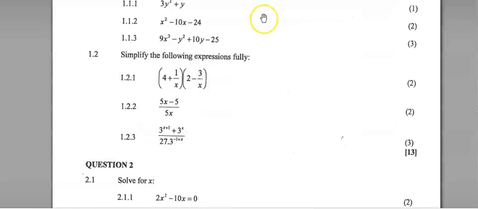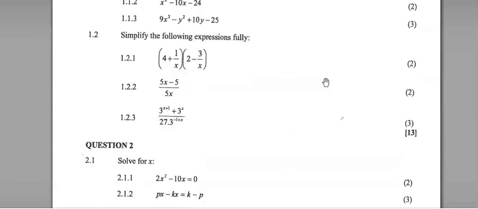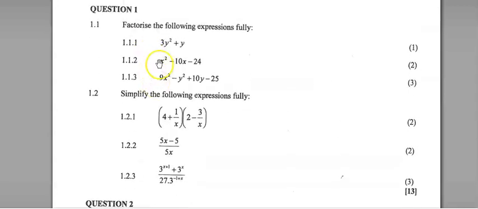And let's firstly look at the November 2019, the national paper that was written. Let's look for a question on fractions. Okay, so if you look here, you see that you have to know your factorization well. You can see here there's removal of a common factor, that's a quadratic trinomial, and this will be grouping in pairs. But we're actually interested in this question here, which is 1.2.2, which is an algebraic fraction. So 1.2.2, let's answer that question.